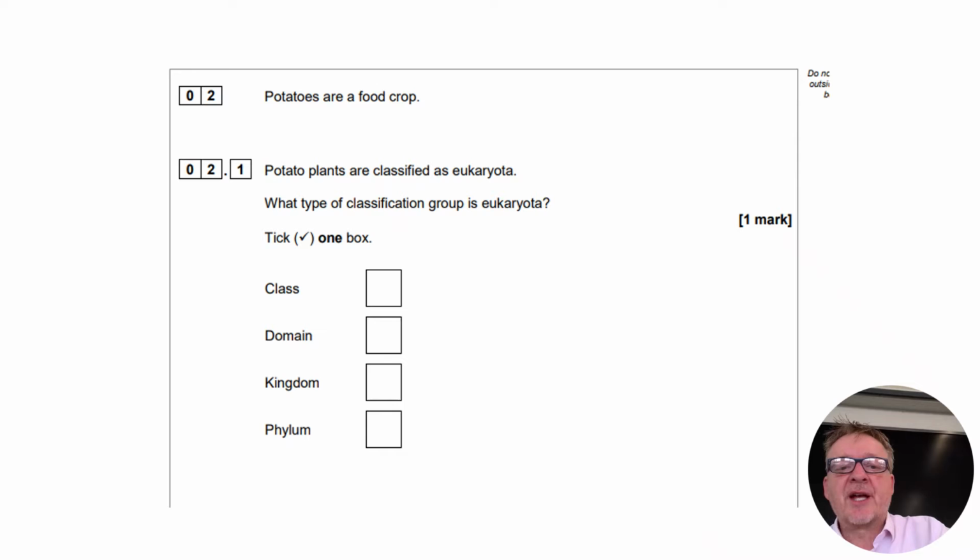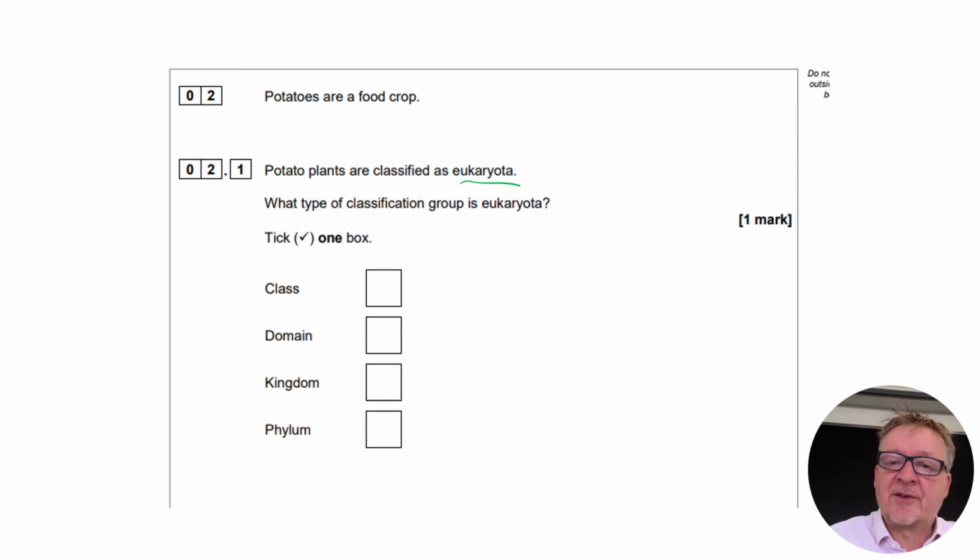Question number 2, potatoes. Potatoes are a food crop. Potato plants are classified as eukaryota. What type of classification group is eukaryota? They are a domain. Okay, it's the biggest group.